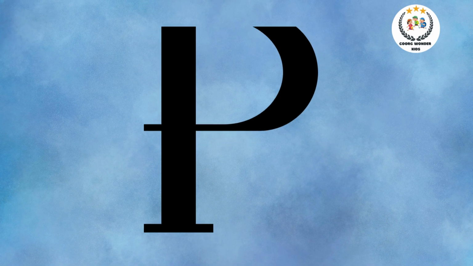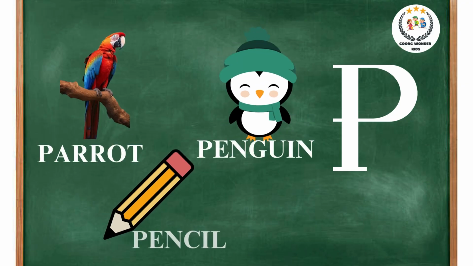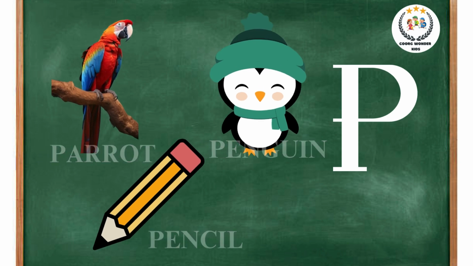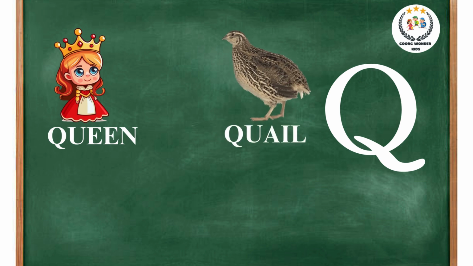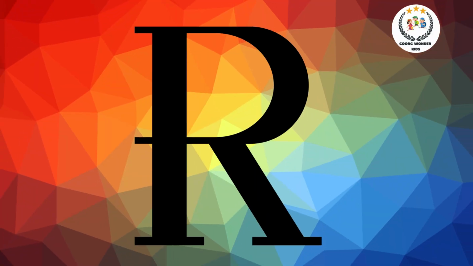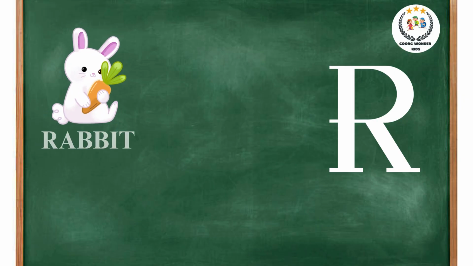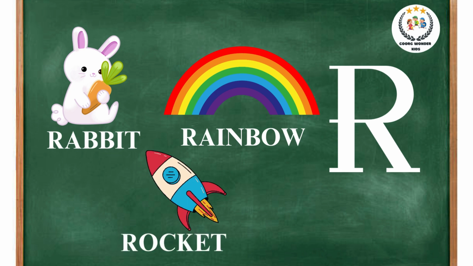P. P is for parrot, penguin, pencil. Q. Q is for queen, quail, quilt. R. R is for rabbit, rainbow, rocket.